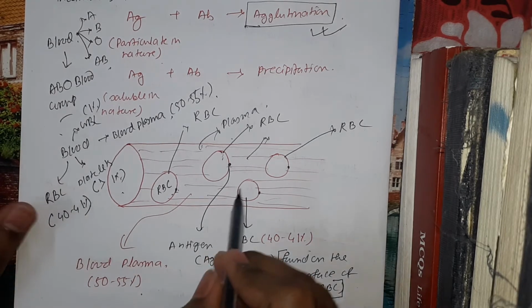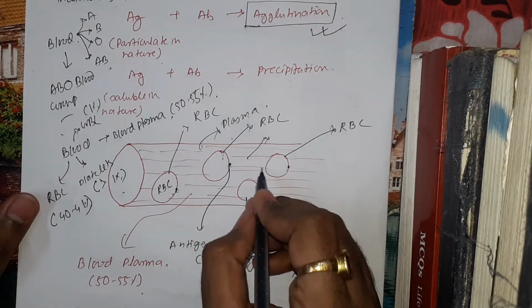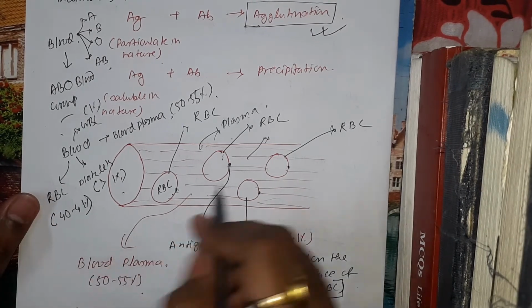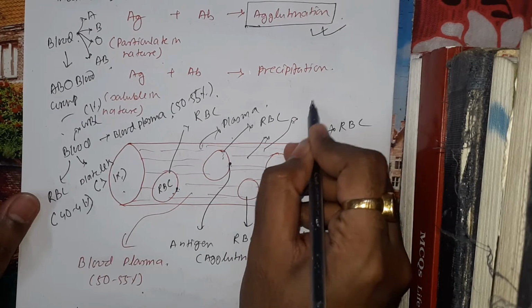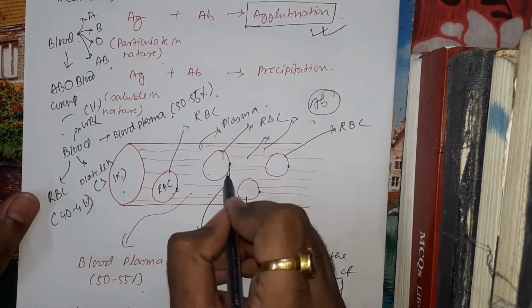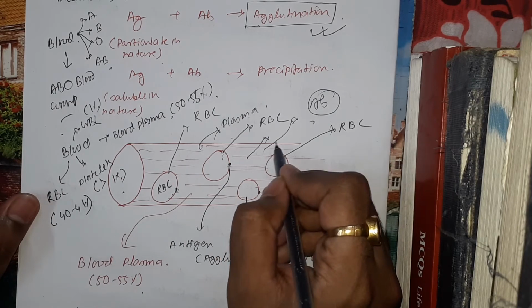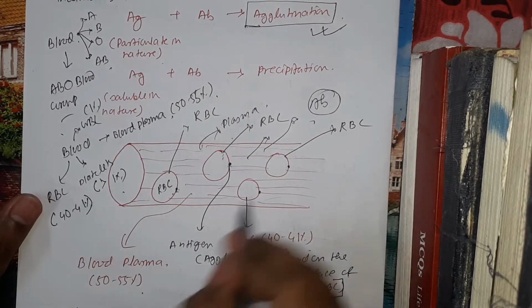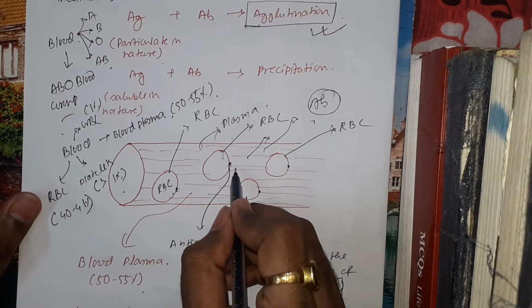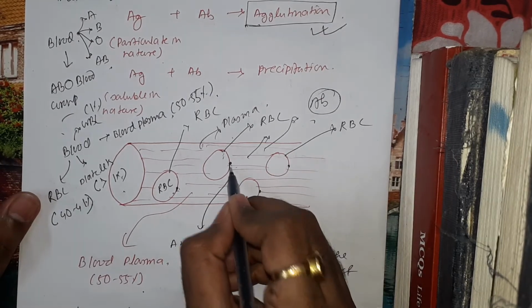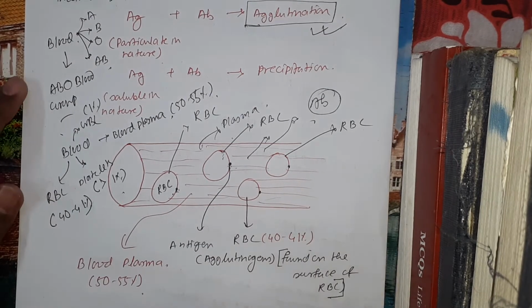Before going to talk about this, we want to talk about where antibody is located. Antibody is found in the blood plasma. The antigen is found on the surface of RBC, and antibody is found in the blood plasma, right? And now let's talk about why this antibody does not react against this antigen.